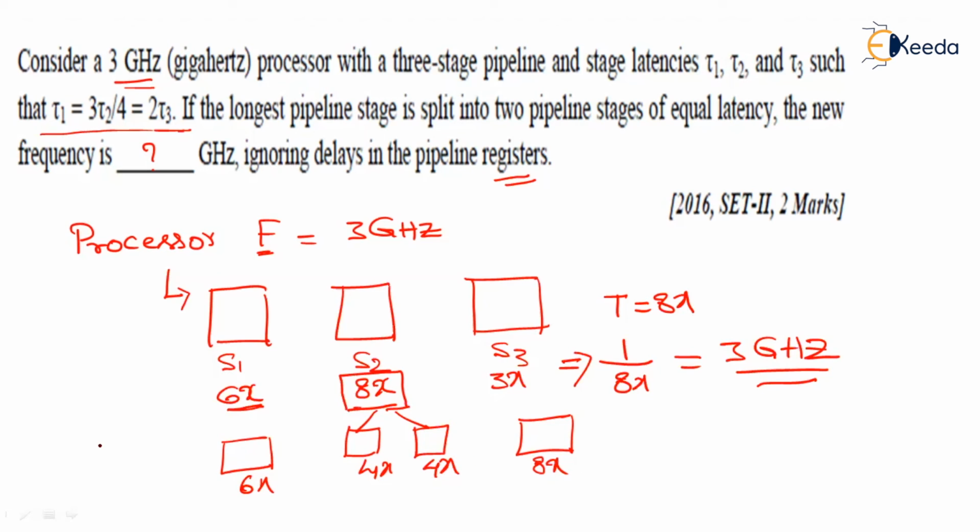So here, this is P2, that is pipeline 2. Processor 1 has 3 stages, processor 2 has 4 stages, with the longest stage split into 2 equal stage latencies. So here, if you have a look at what T is, T is equal to 6x. Max stage delay is 6x, right? So T is equal to 6x. Now we need to find the frequency of this pipeline, the updated pipeline version.